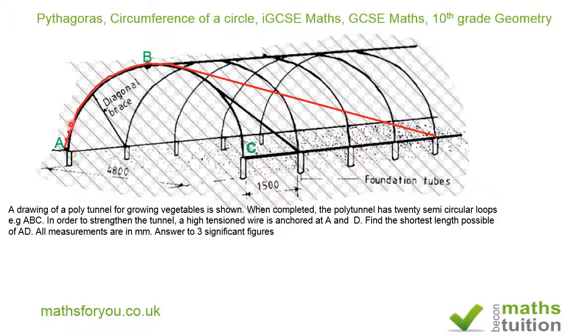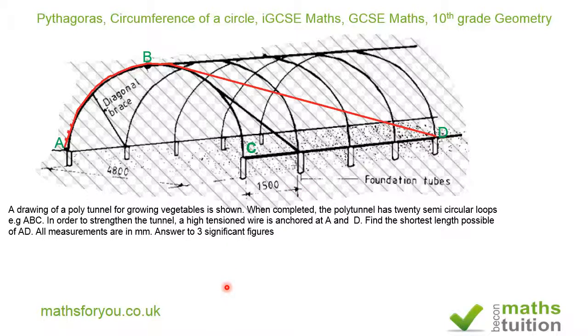For instance, your A, B, and C is a semicircle there. And we've got 20 of these semicircles or loops. Now, this polytunnel is strengthened by securing a high tension wire from the point A to the point D. That's from there to there.